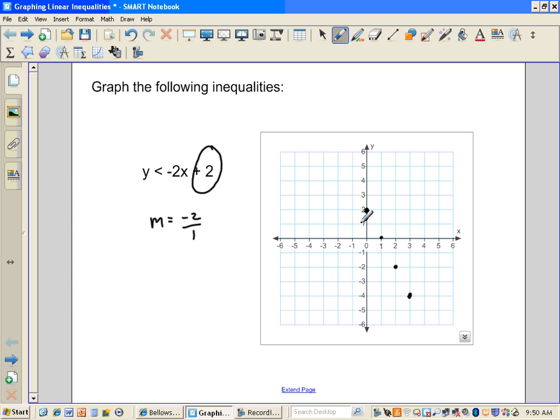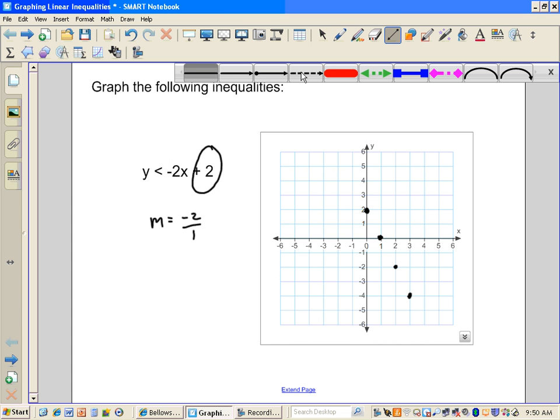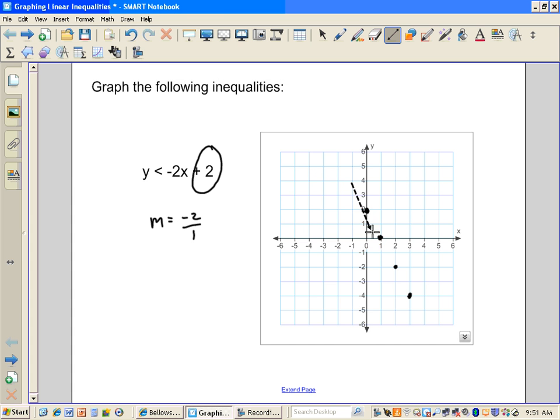This part is totally the same. What's new is what you have to do when you draw the line. Now, because this equation is less than y, but not equal to it, when we draw the line, we're going to use a dashed line to show that it's not equal to that part.